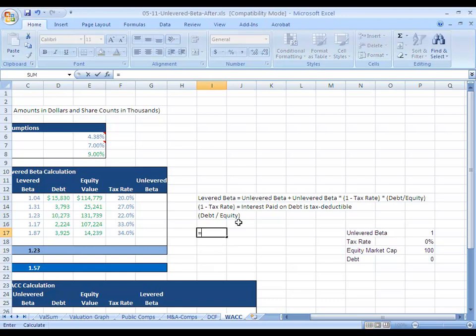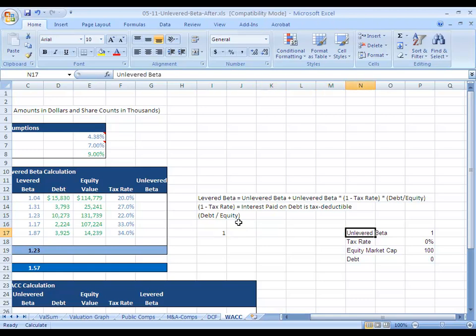What we would do here is take the unlevered beta of 1, and add the unlevered beta times 1 minus the tax rate. In this case, it's 0%, so we just have 1 there. Effectively, it just goes away. And then we multiply it by the percent debt over equity. In this case, we have 0 worth of debt, so it's just 0 divided by 100. And what happens here is that the levered beta is exactly equal to the unlevered beta because we have no debt in this case, so our unlevered beta and levered beta should be the same.